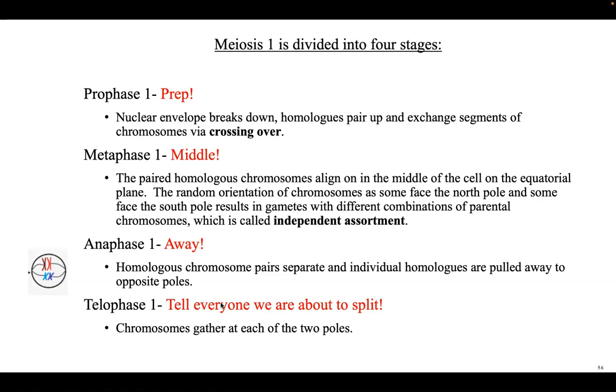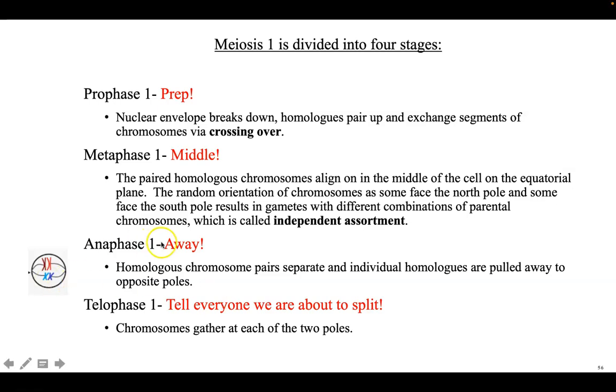In metaphase 1, again, we're going to the middle, but instead of it just being a line of single chromosomes, it's actually a line of double chromosomes up and down the equatorial plane of the cell. The random orientation of the chromosomes, as some of them end up facing the north pole of the cell and some of them end up facing the south pole of the cell, is also going to provide more different combinations of parental chromosomes. So that is what's called independent assortment. And that's just the variability that comes from the different orientations of which way those chromosomes are facing before anaphase when they're pulled away.